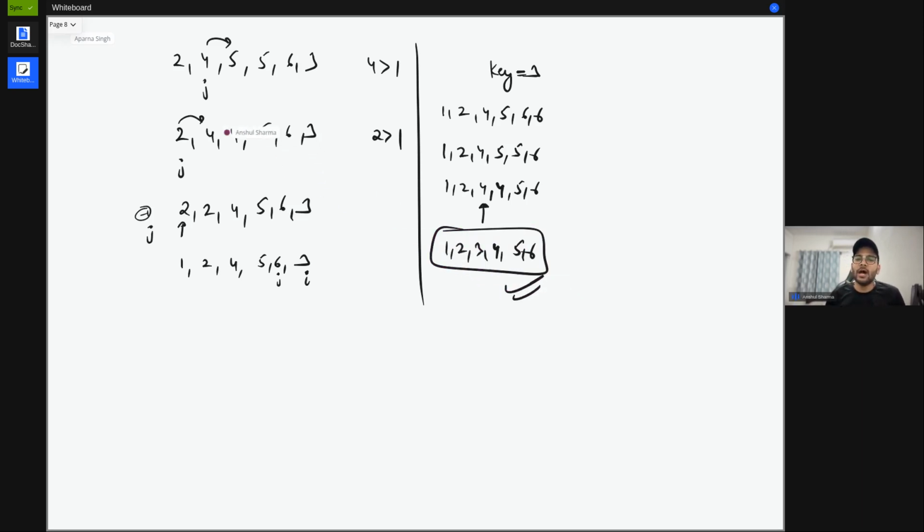Is this clear? This is how insertion sort is working. You keep on shifting the elements to find the correct position, to make space for the correct element at its correct position, and then you place it there. So that's why we are calling it insertion sort. Any doubt here, Aparna? Crystal clear? Okay, good.